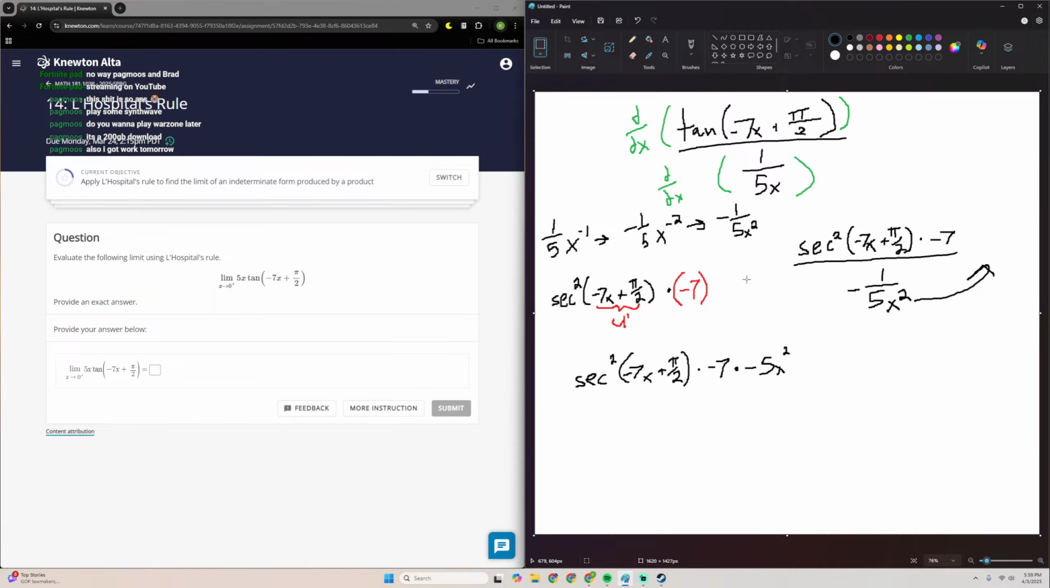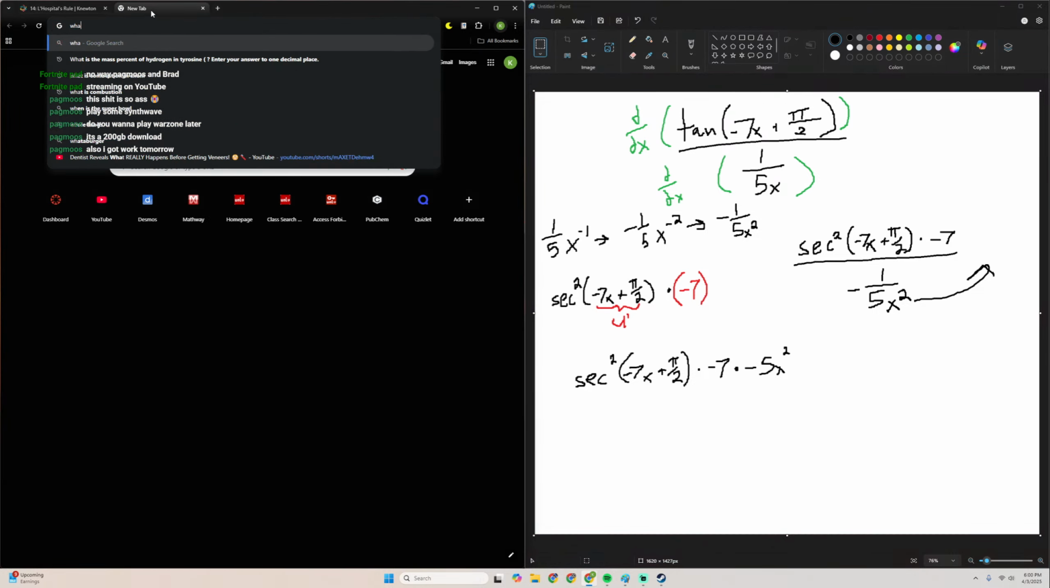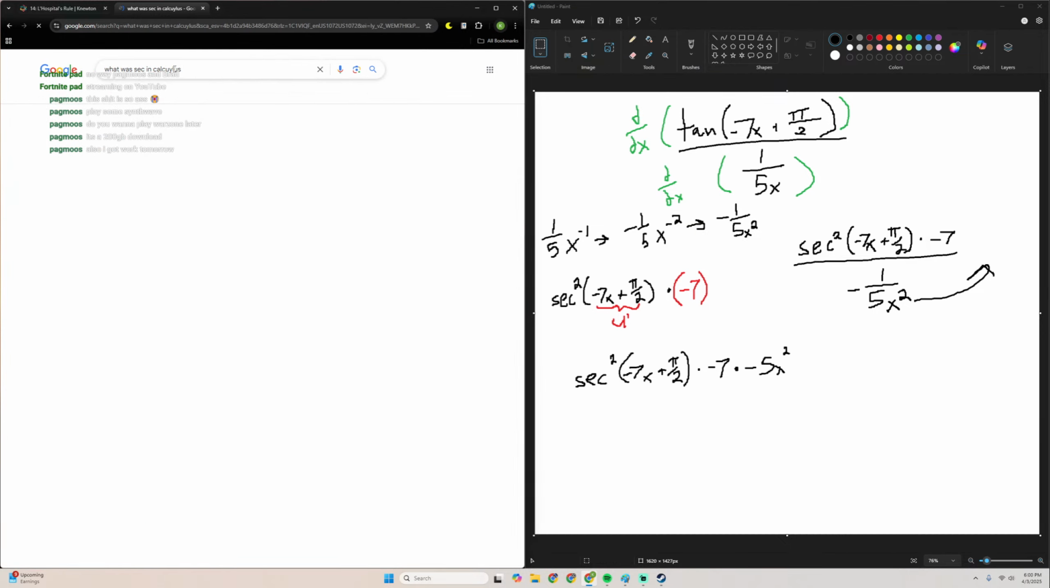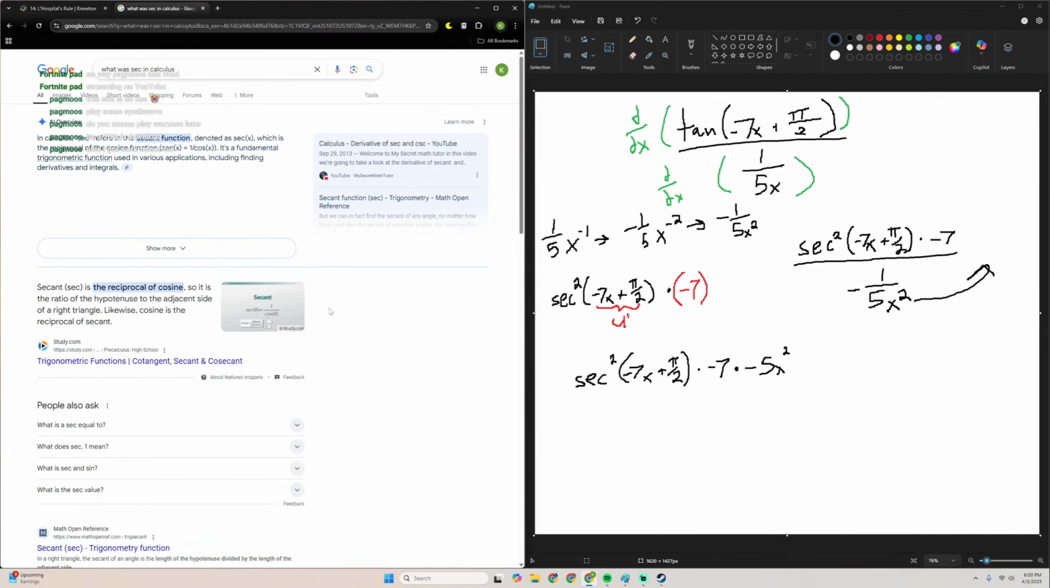Secant. And I hate this. I do not have secant in here at all. Nope. Nope. Nope. Okay. That's great. What was secant again? Let me see. What was secant in tangent in calculus? Okay, oh, 1 divided by cosine. Shit.